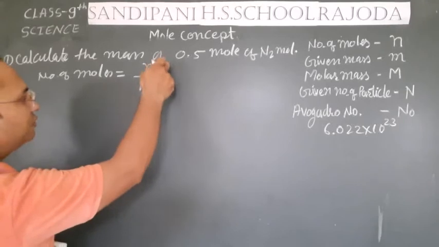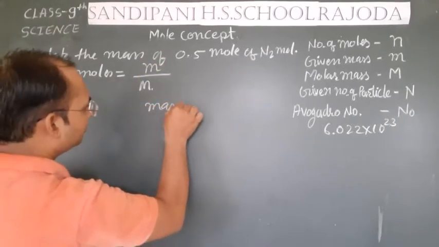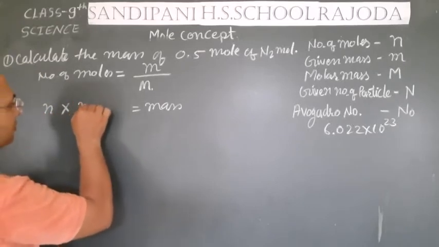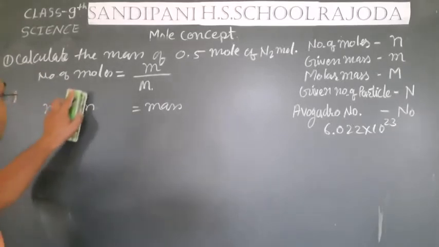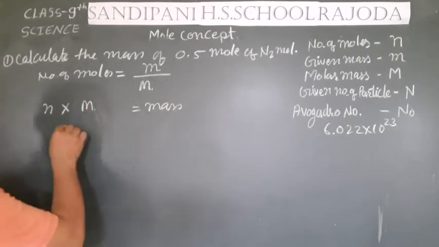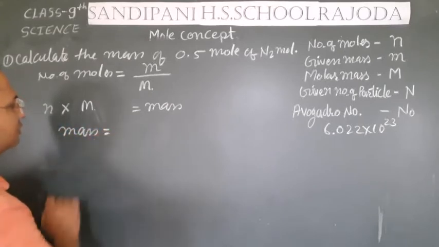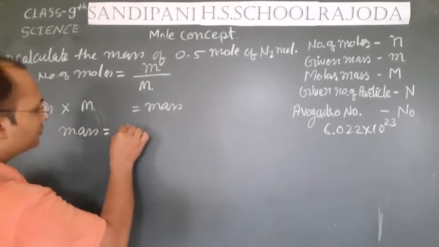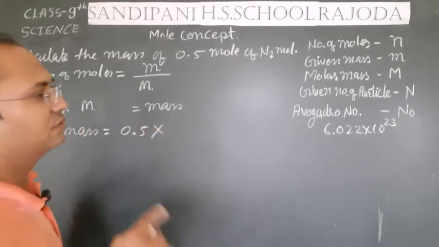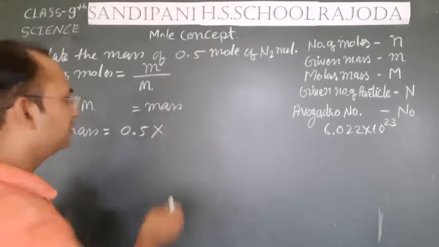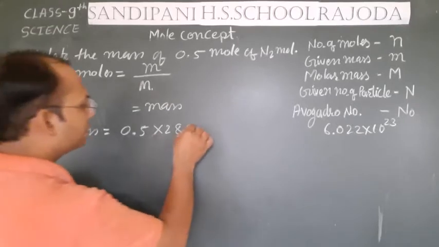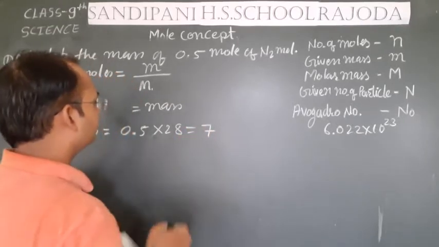If we want the mass, then mass will be equal to number of moles multiplied by molar mass. It will be represented by capital M. So here mass is equal to number of moles. How many moles are given? 0.5, and molar mass will be 28, multiplied by 28. So here it will be equal to 14.